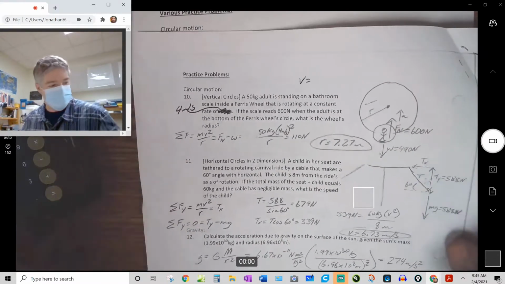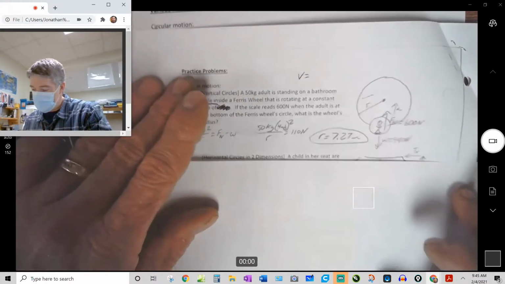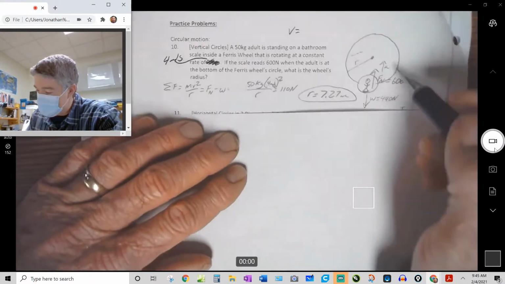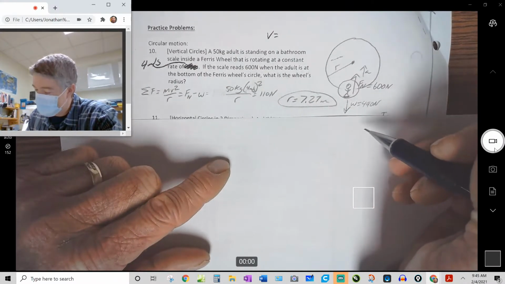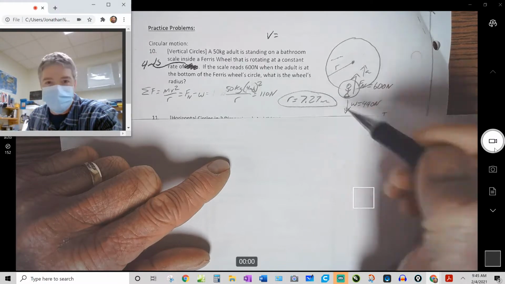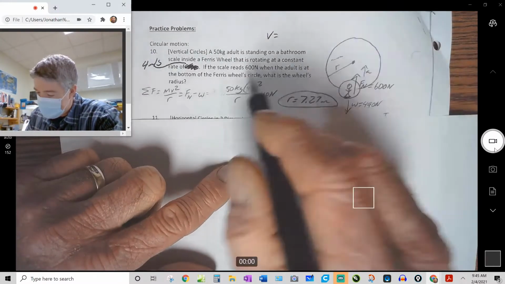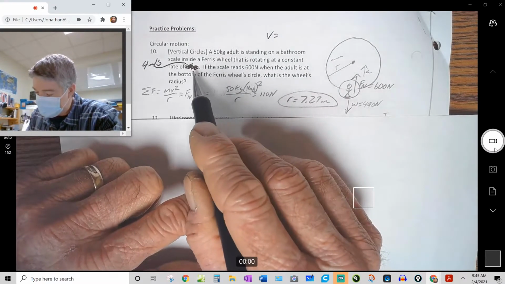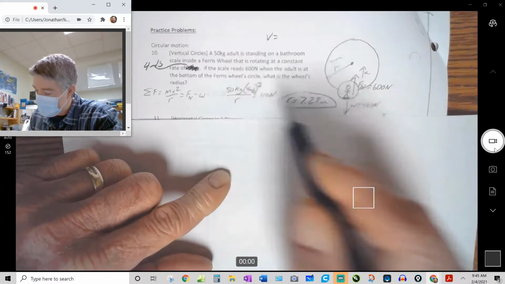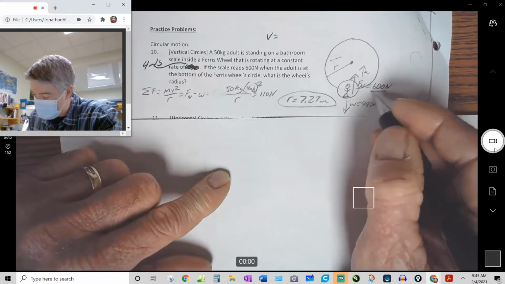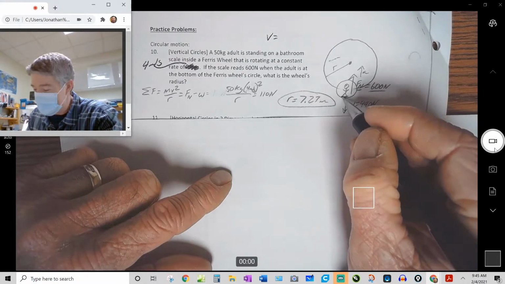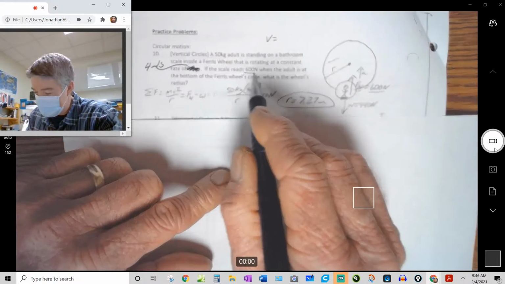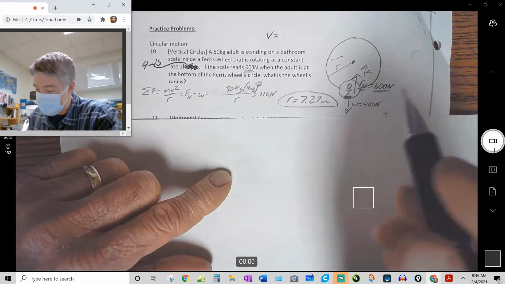So on this one, I'll cover this up here and show you what I did. I drew my picture, and I might add a little bit to this picture just to make it a little more organized. So we've got a 50 kilogram adult standing on a bathroom scale on a Ferris wheel, and it's rotating at 4 meters per second. The scale reads 600 newtons, so that's the normal force. We've been over this before. If you're standing on the ground, the force of the ground pushing you up, that's the normal force, which is the scale reading. So based on the scale reading, we know the normal force.